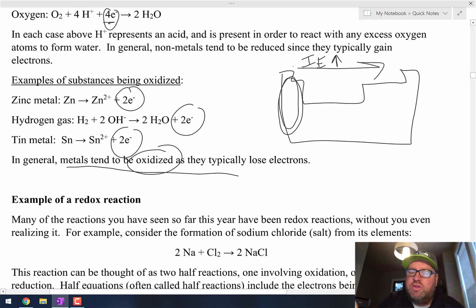So what elements are the ones that are most easily oxidized? Elements that are over here. The farther you are to the left, the easier an element is oxidized.